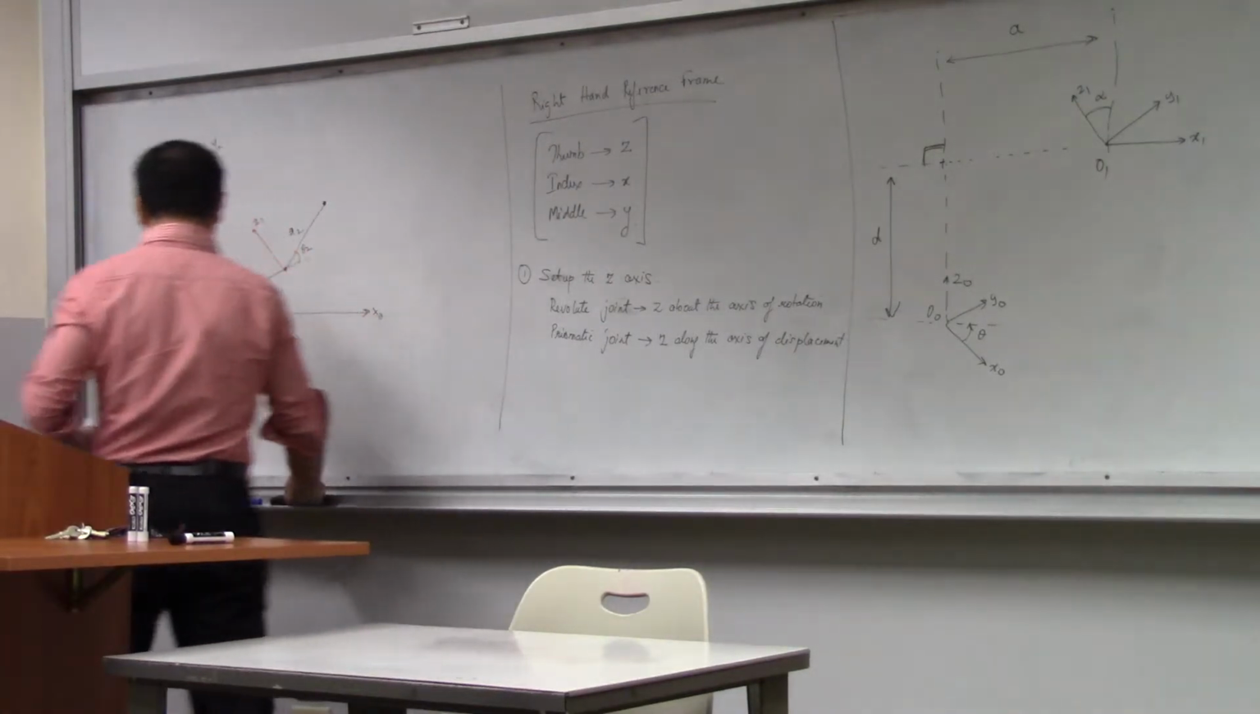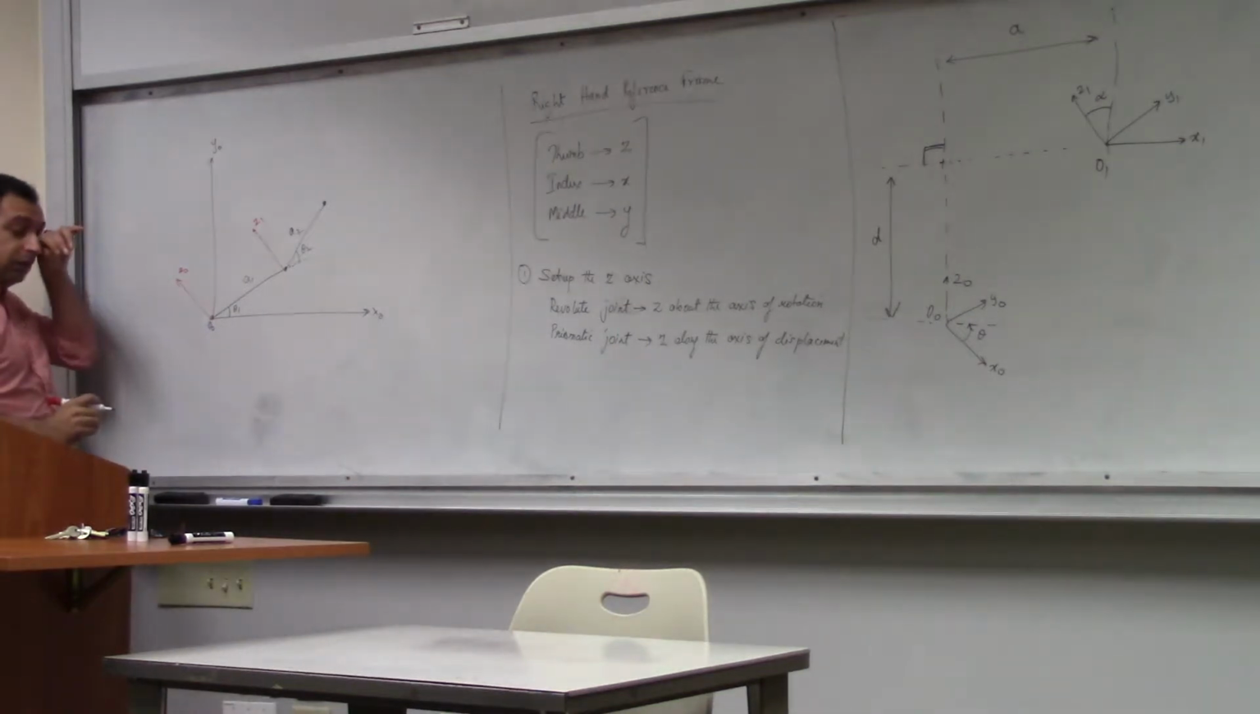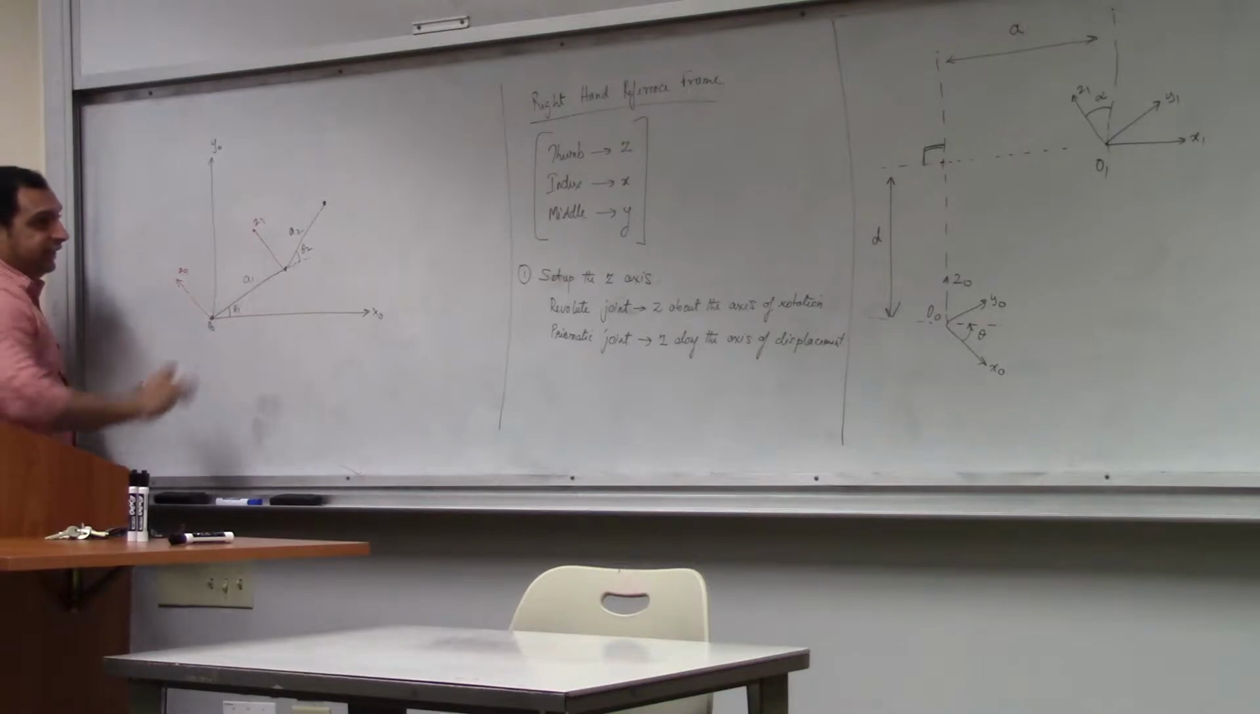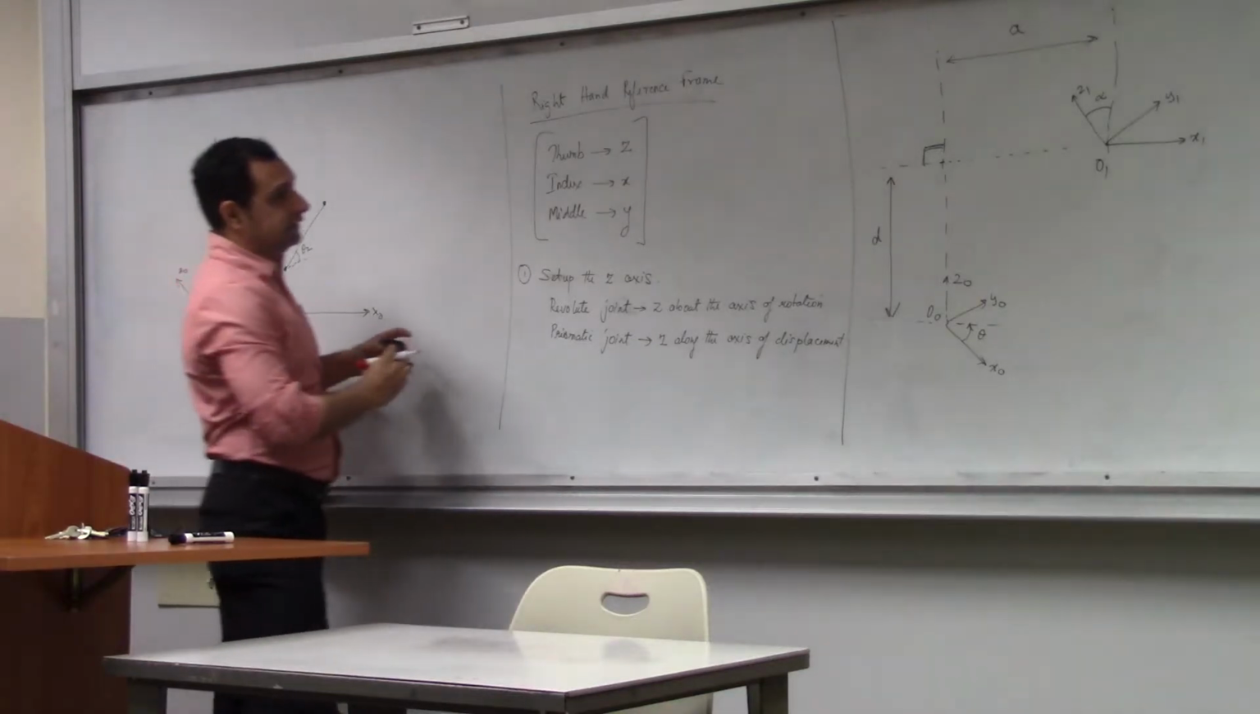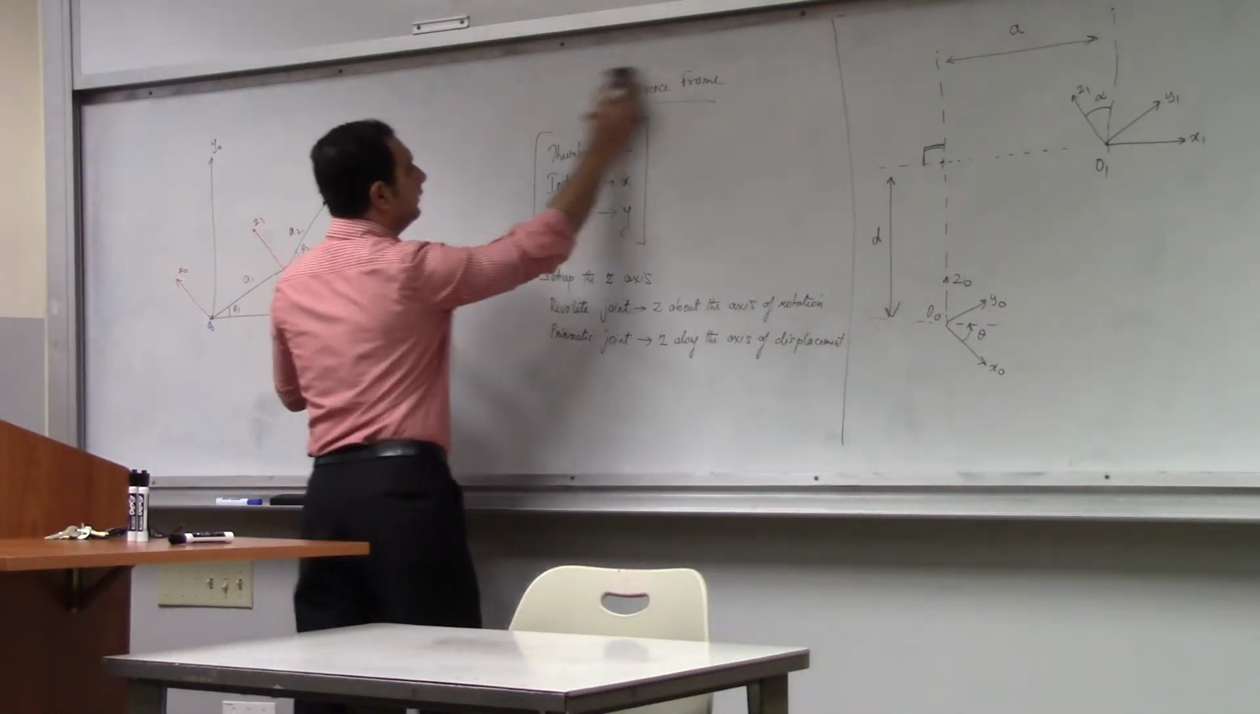Now to set up the X-axis, the first thing is we have to go about setting up the origin, because it's really important how you set up the origin. To set up the origin, we have to take the two Z-axes together. Now there are different cases. Let me explain here.